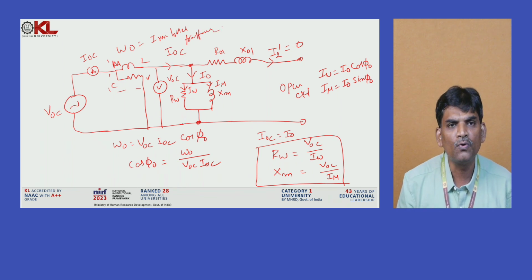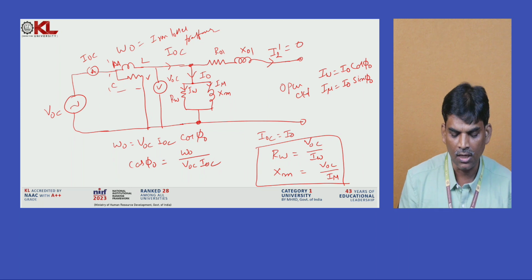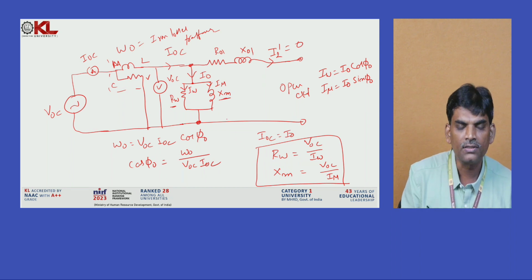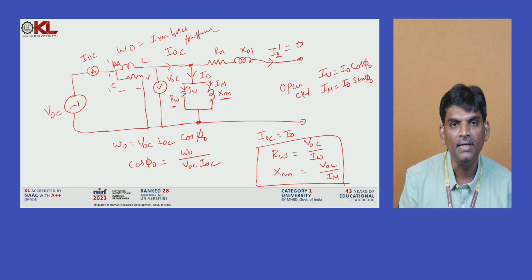So by using OC test data we identify two parameters. One is the iron loss of the transformer, and the other is that by using this test data we calculated both shunt parameters of the equivalent circuit of the single phase transformer, RW and XM.